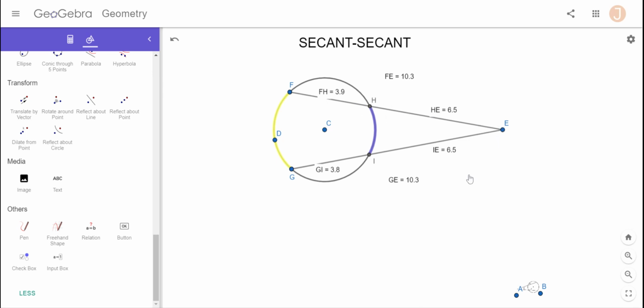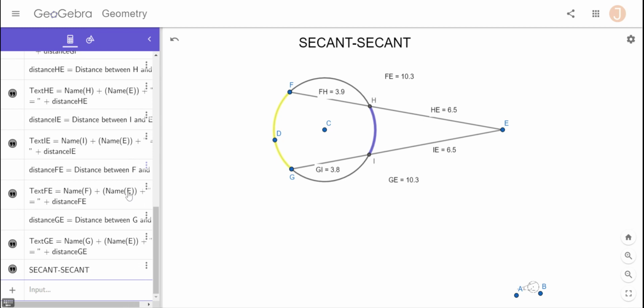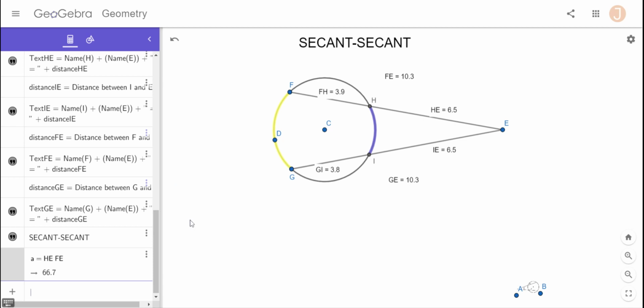the point E. GE, of course, the entire secant segment from point E also. So as you're playing around, we've talked about using the calculate tool here. I'm just going to get right to it. If we go ahead and we look at the length of HE, so from the point E, the common point E, to the point H, and if we multiply this by that whole segment FE, we'll get this 66.7 here.